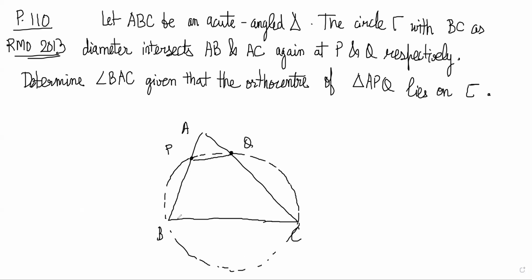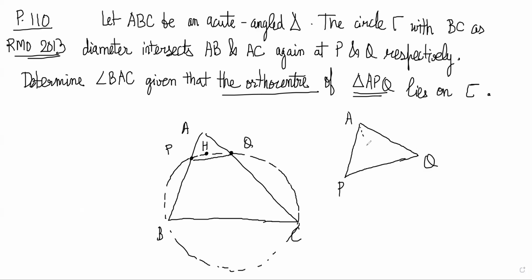And what we can say is triangle APQ's orthocenter lies on the circle. So somewhere here is the orthocenter of APQ, which is H. So notice this figure. This is the figure. We are magnifying this portion of the figure.